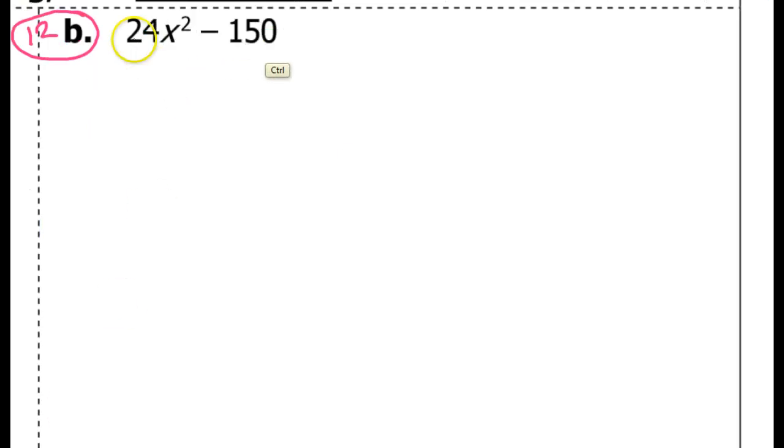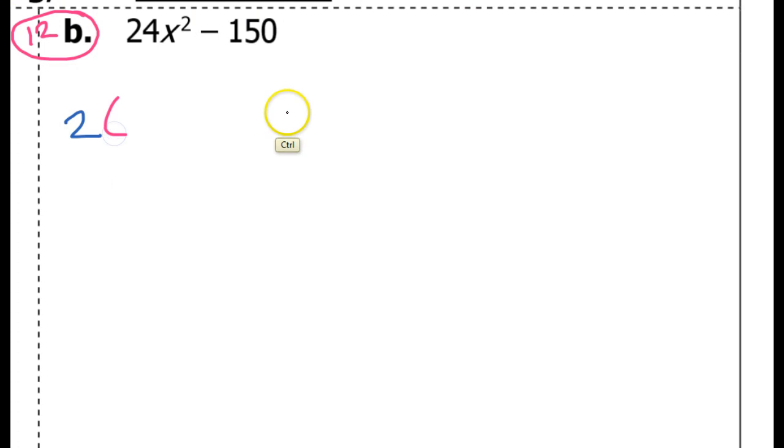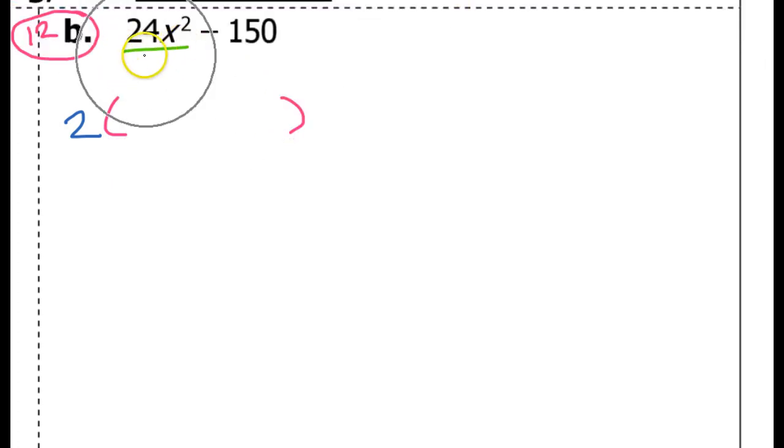Again, look for the GCF first. So these are both divisible by 2. And that's it. So the GCF is 2. Now that's going to leave some leftovers in the parentheses, but to figure out exactly what that is, I need to divide by my GCF. So that's going to leave 12x squared minus 75.